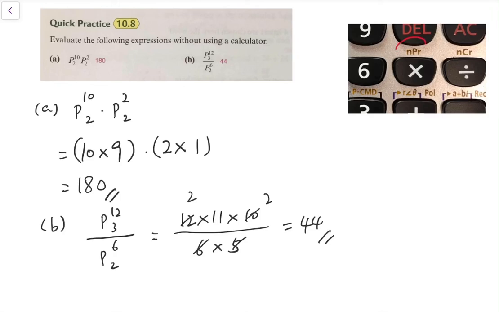And in the calculator, you can also use this notation to find nPr. It is now for you to do some practice in the textbook. Thank you.